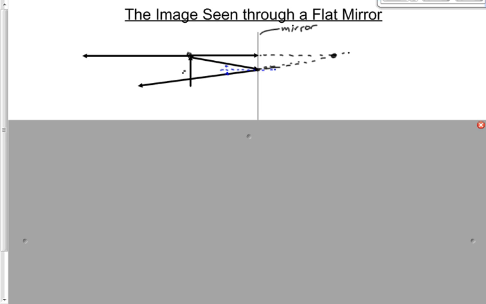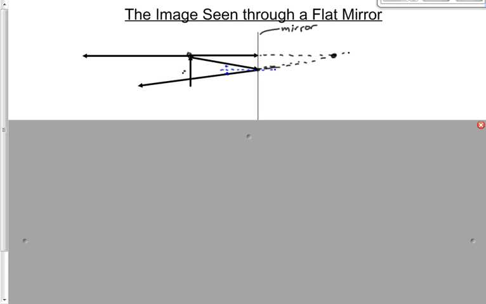Okay? This guy sees his head on the other side of the mirror. When you look in the mirror in the morning, you don't see your head in front of the mirror. That would be really odd if you saw your head on your side of the mirror. It would be like a 3D movie where the character is coming out at you. You see your head on the other side of the mirror, inside the wall. What about your feet?